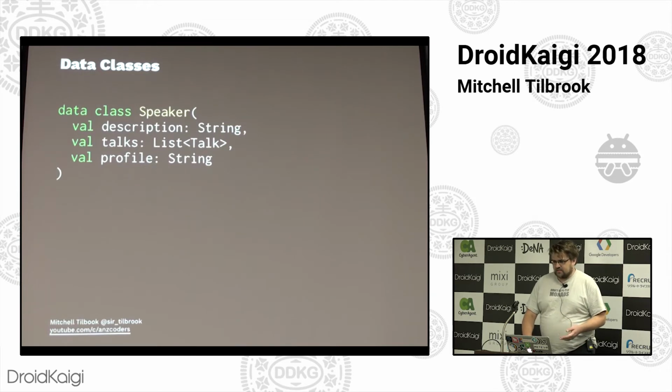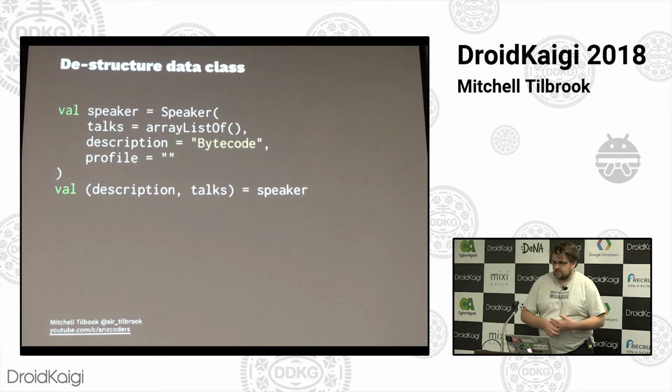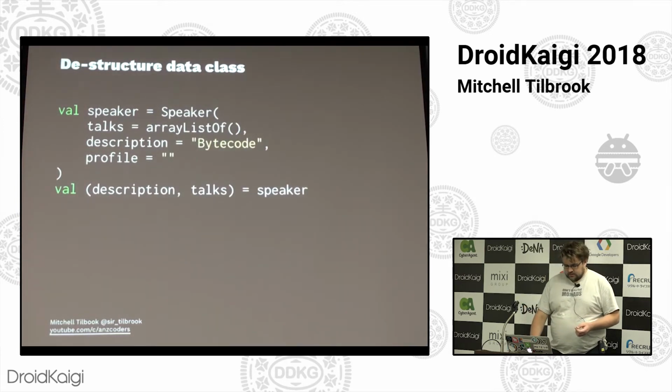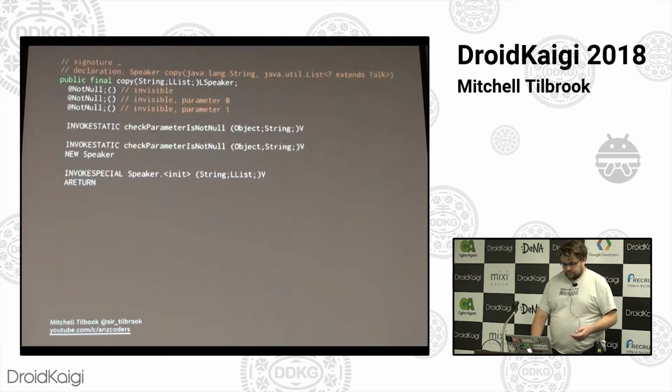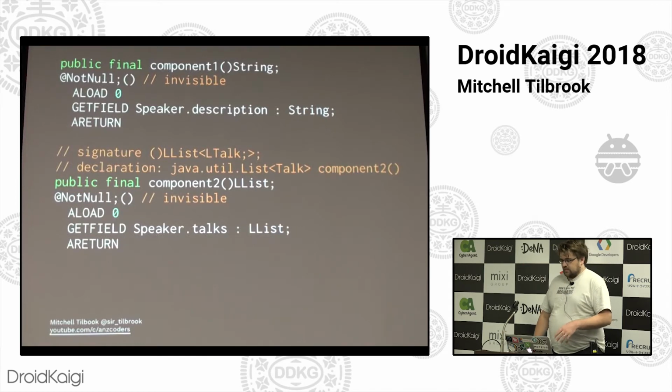And these aren't particularly too exciting, but one of the things I would like to dig into is things like the destructuring. The way the destructuring actually works in Kotlin is it will generate for us these component methods, and the component methods are defined in the order in which we're inserting the parameters into the constructor. So the first parameter will be the description here, and the second parameter will be the talks.